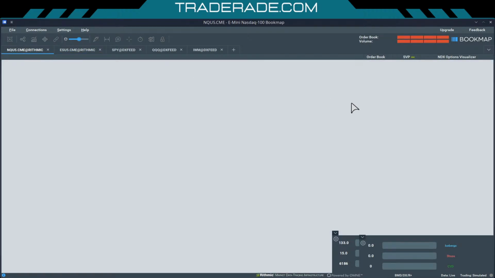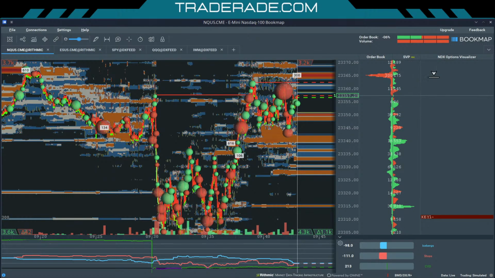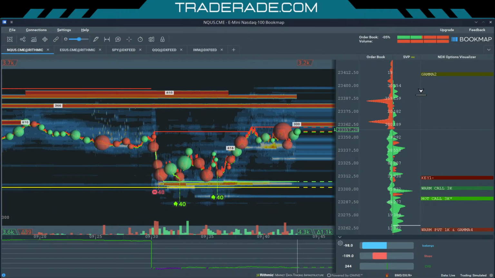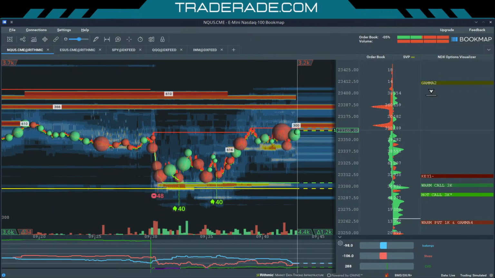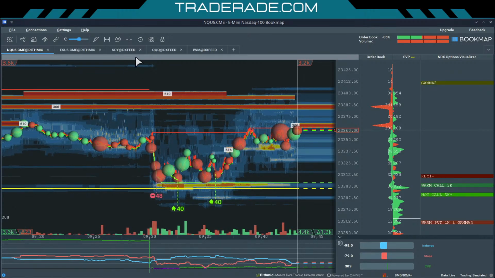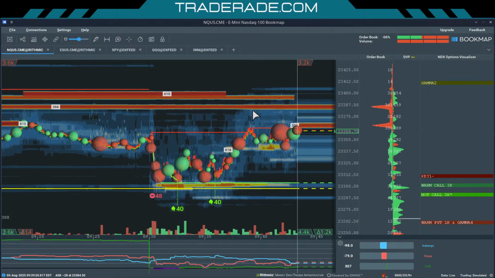Let's take a look at the NASDAQ here as well. You can see the NDX options visualizer on screen. And again, this one is in beta, looking for it to come out in the next month or so. NASDAQ's looking a lot more sprightly than the S&P 500. I've got to say, it's pushing towards session highs here.